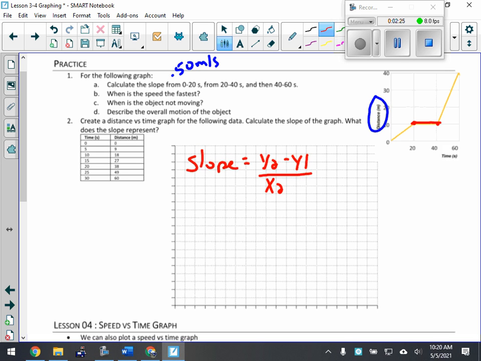Anthony, what's the slope of a horizontal line? I don't know. Nikki, what's the slope of a horizontal line?